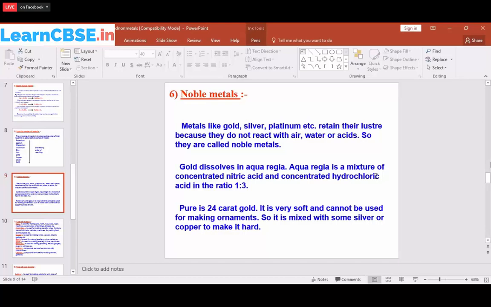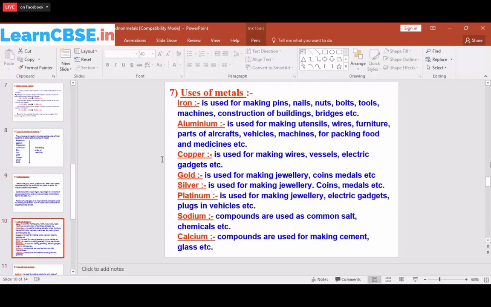Pure gold is nothing but 24 karat gold. It is very soft and cannot be used for making ornaments. Nowadays, whatever we are using is 916 KDM. 916 KDM means 91.6 percent gold is present in that particular ornament. The remaining part is mixed with copper or silver to make it hard. Otherwise, 24 karat gold is very soft, and we cannot make any ornaments out of it. So, uses of the metals.